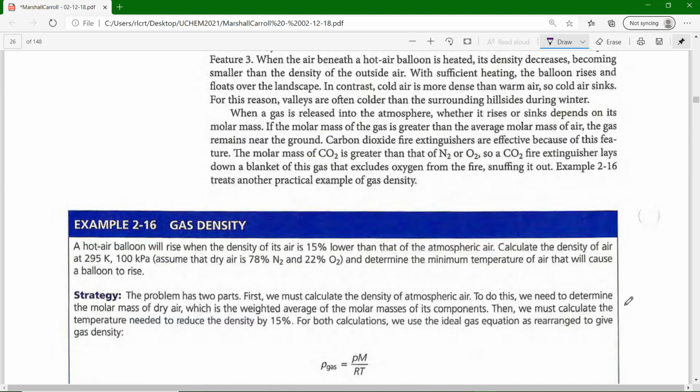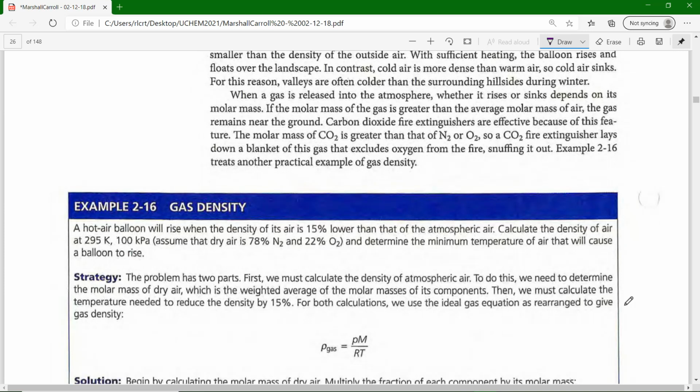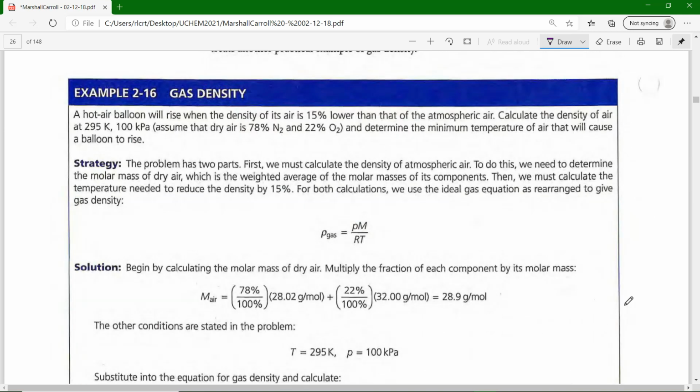Bit of practical stuff. When gas is released into the atmosphere, whether it rises or sinks depends on its molar mass. If the molar mass is greater than the average molar mass of air, the gas remains near the ground. Carbon dioxide fire extinguishers are effective because of this feature. They stay near the ground. Molar mass of CO2 is greater than nitrogen or oxygen, so it lays down a blanket of this gas. That's a nice analogy. It lays down a blanket that excludes oxygen from the fire, snuffing it out. Okay, and here we have a hot air balloon analogy. Are we going to do this one?